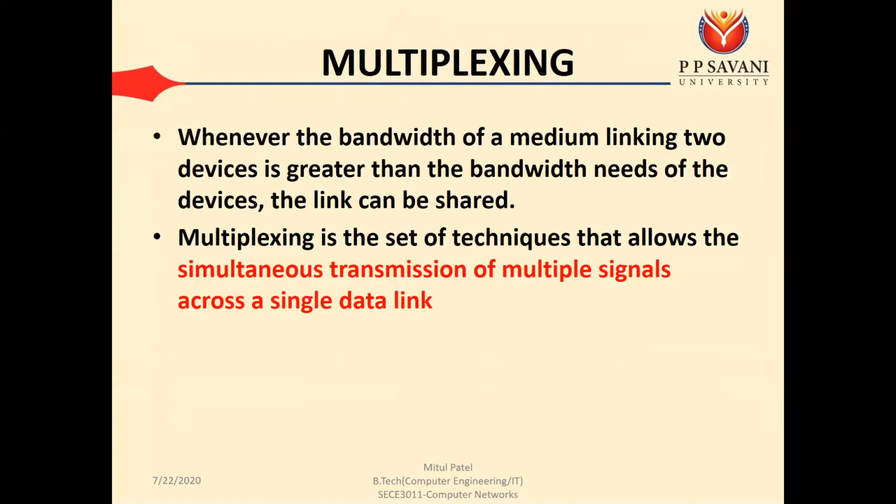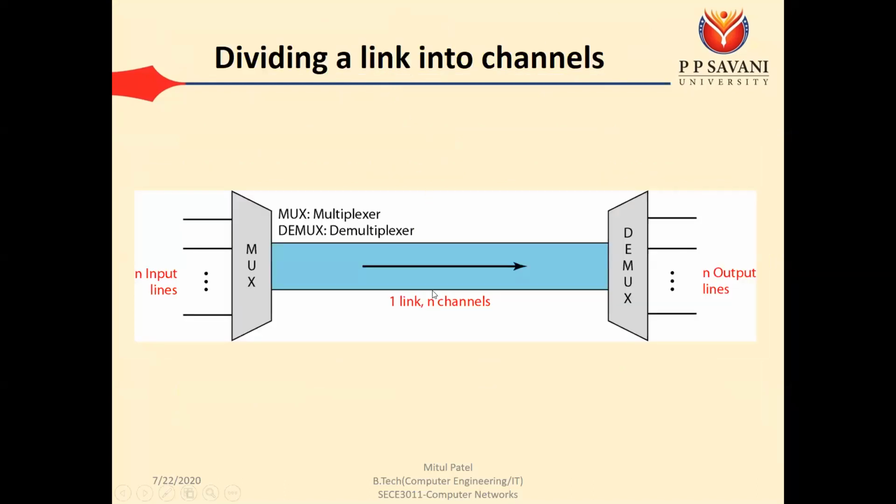Okay, so we can say that multiplexing is a set of techniques that allows the simultaneous transmission of multiple signals across a single data link. Using this technique, multiple devices can send data at a time. How does it work? Our link is divided into various channels, and on each channel we can send different data. To do that, we require a multiplexer and a demultiplexer.